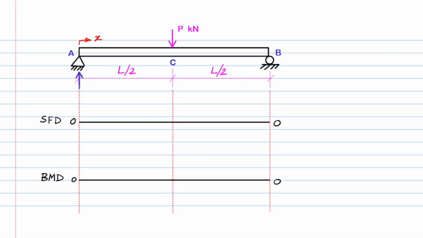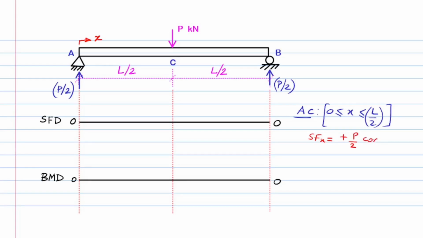Without going into the application of the equilibrium equations for the whole beam, we directly write the value of each reaction force at the supports as P over 2 kilonewtons, since the loading is symmetric with respect to the beam, by mere investigation. Let's now write the equations for region AC for which x is greater than or equal to 0 and less than or equal to 1/2 L. The shear force at x equals plus P over 2 kilonewtons, which is a constant value.